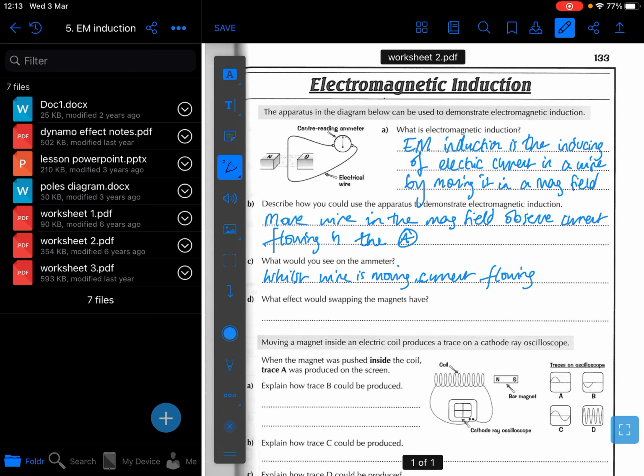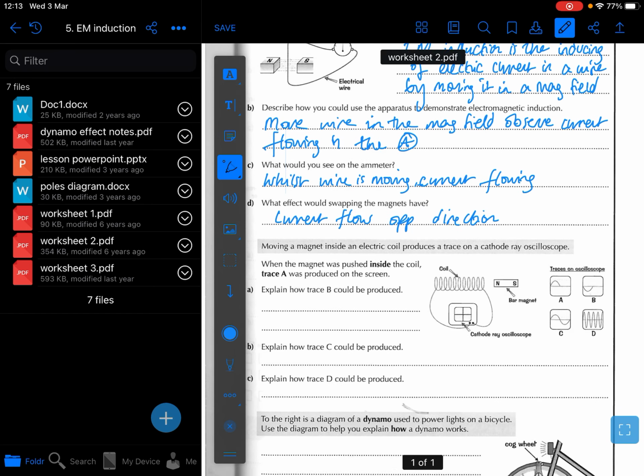What effect would swapping the magnets have? The current would flow in the opposite direction. Opp direction. So hopefully that's fairly straightforward.